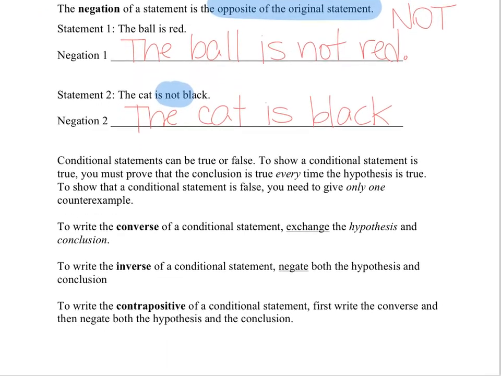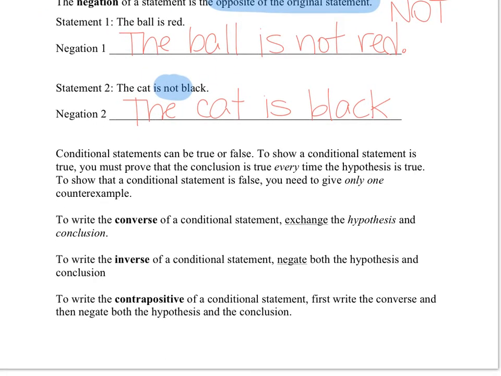Conditional statements or if-then statements can be naturally true or false. To show that a conditional statement is true, you have to prove that it's true every time. The hypothesis is true every time. To show a conditional statement is false, you only have to have one counterexample.